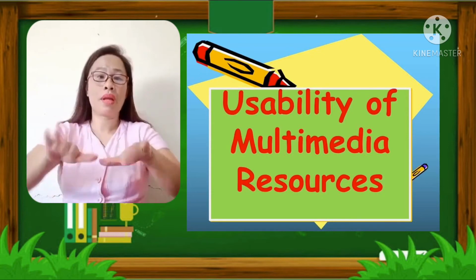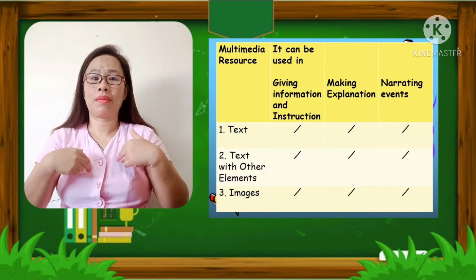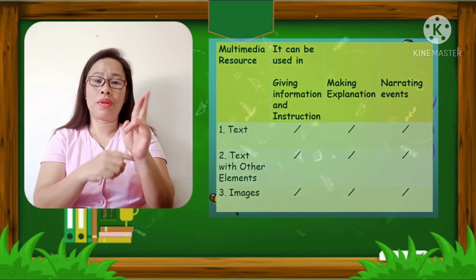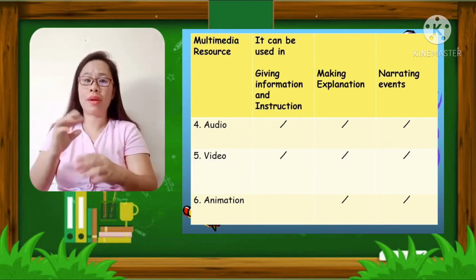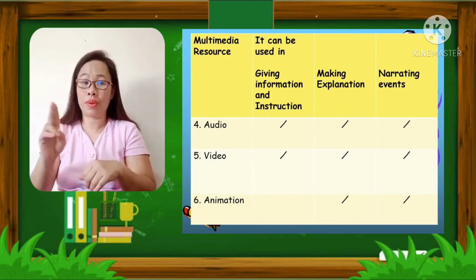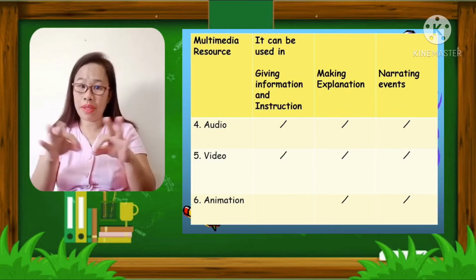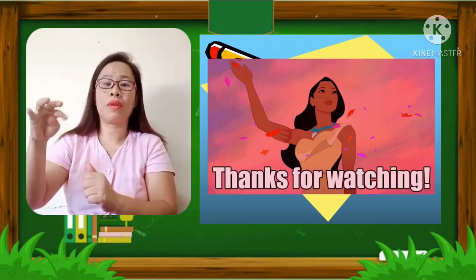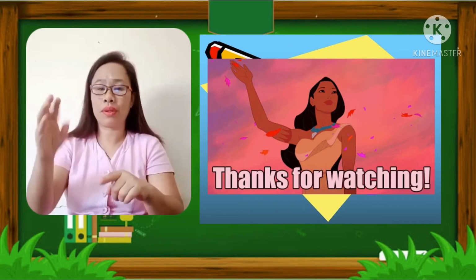But how are we going to use those resources? Let's have a closer look on this table. We have here a list of multimedia resources and its function. As we can observe, the first 5 multimedia resources have the same function. They can be used in giving information and instruction. They can also be used in making explanation and narrating events. Animation can only be used in making explanation and narrating events. It cannot be used in giving information and instruction.